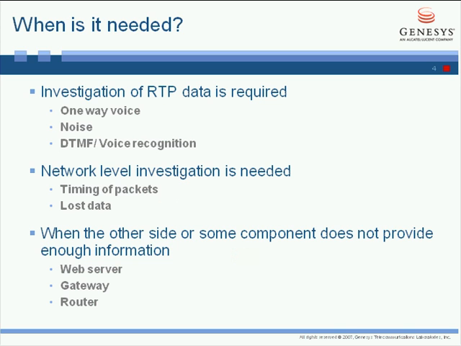So, when do we need to use Wireshark? In voice over IP or SIP situations, it is mostly required when we need to look at the RTP data itself. For example, voice is only one way: you are hearing the customer's voice from the agent, but the customer says, I cannot hear anything. The other is quality issues, like a lot of noise, the voice sounds strange, or there are some drops, or problems with voice recognition or DTMF recognition.